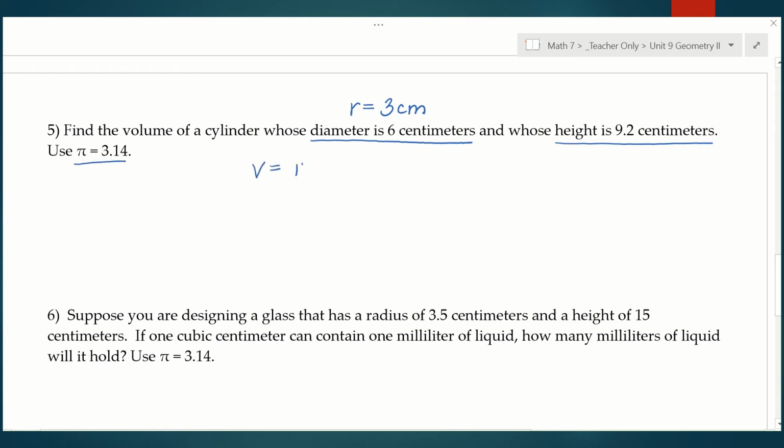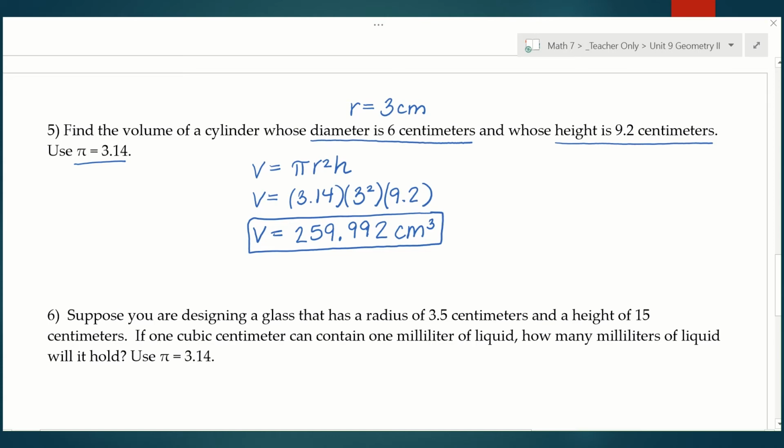So let's go ahead and write our formula out first, pi r squared h. And then let's go ahead and substitute in our values. So 3.14 for pi. We said the radius was 3, so 3 squared. And the height is 9.2. Okay, again, no rounding because we're being told just to use 3.14. So if we type all of that in, we're going to get 259.992 centimeters cubed.